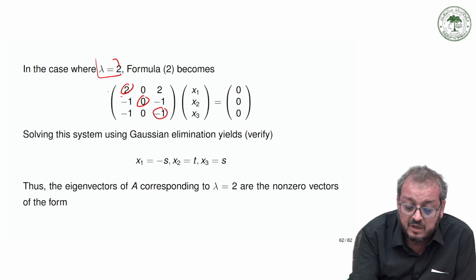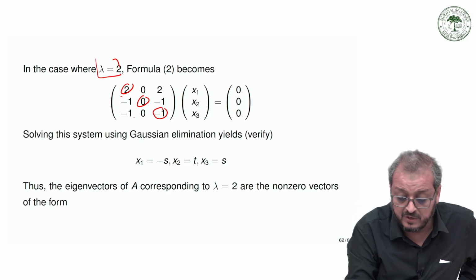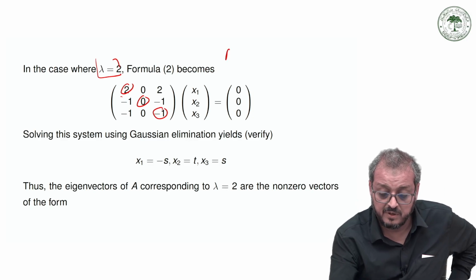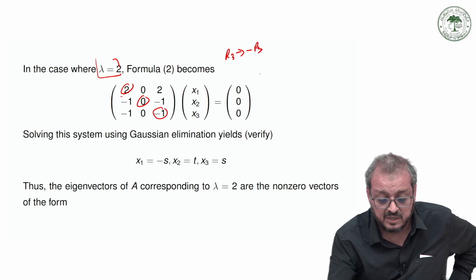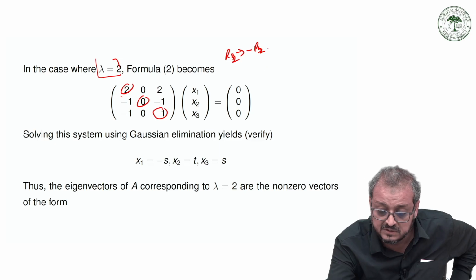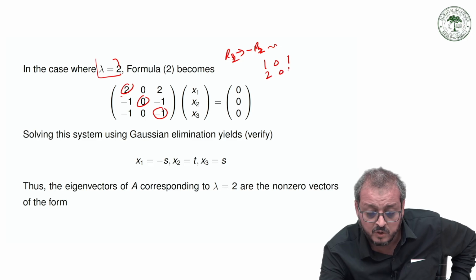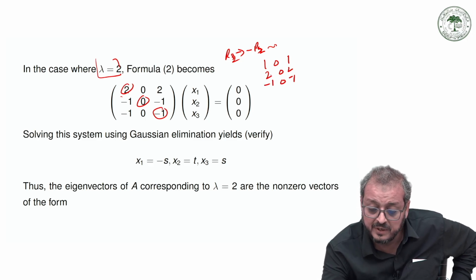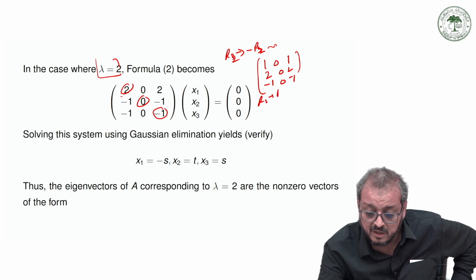Now we have to make this, either by using the elementary row operations. We replace R3 by minus R3 and R2 by minus R2, and replace this by R1. So we write 1 0 1, then 2 0 2 and minus 1 0 minus 1, and then R2 is replaced by R2 minus 2 times R1, and R3 replaced by R3 plus R1.